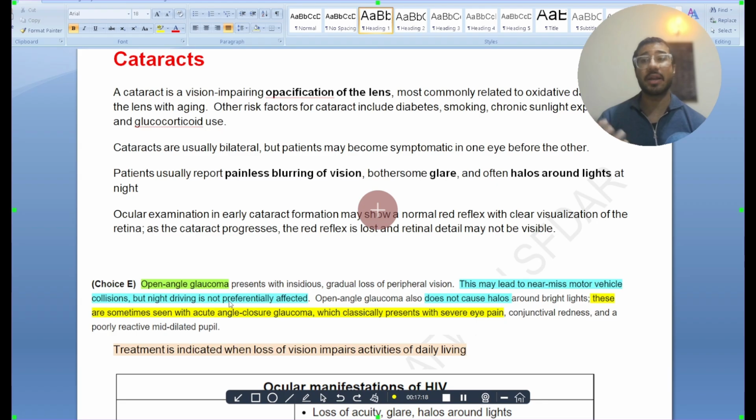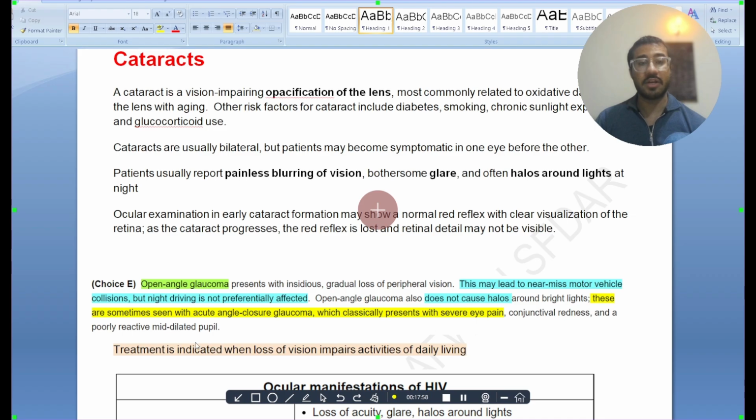But when it comes to cataract, it obscures the light from reaching the retina, and the ability to focus also gets bad. So that's why you get glare, blurring of the vision, and halos because of the opacification of the lens. Glaucoma does not cause halos. You know that I told you how important halos around the light were. So that is how you differentiate it. It does not cause halos around bright light. These are sometimes seen with acute angle closure glaucoma, but acute angle closure is really acute, so you won't confuse it with cataracts.